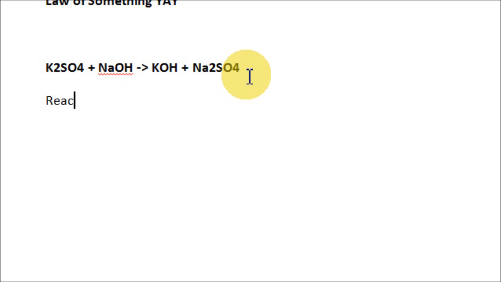So step 1, write all the elements involved for each side. They're going to be the same, but just write them twice so you can do the number thing. So we got some potassium, we got some sulfate. That's technically not an element, but it's a grouping. It's an anion. We'll talk about those later, so just write it like that. You don't have to write sulfur and oxygen. You can just leave it like that.